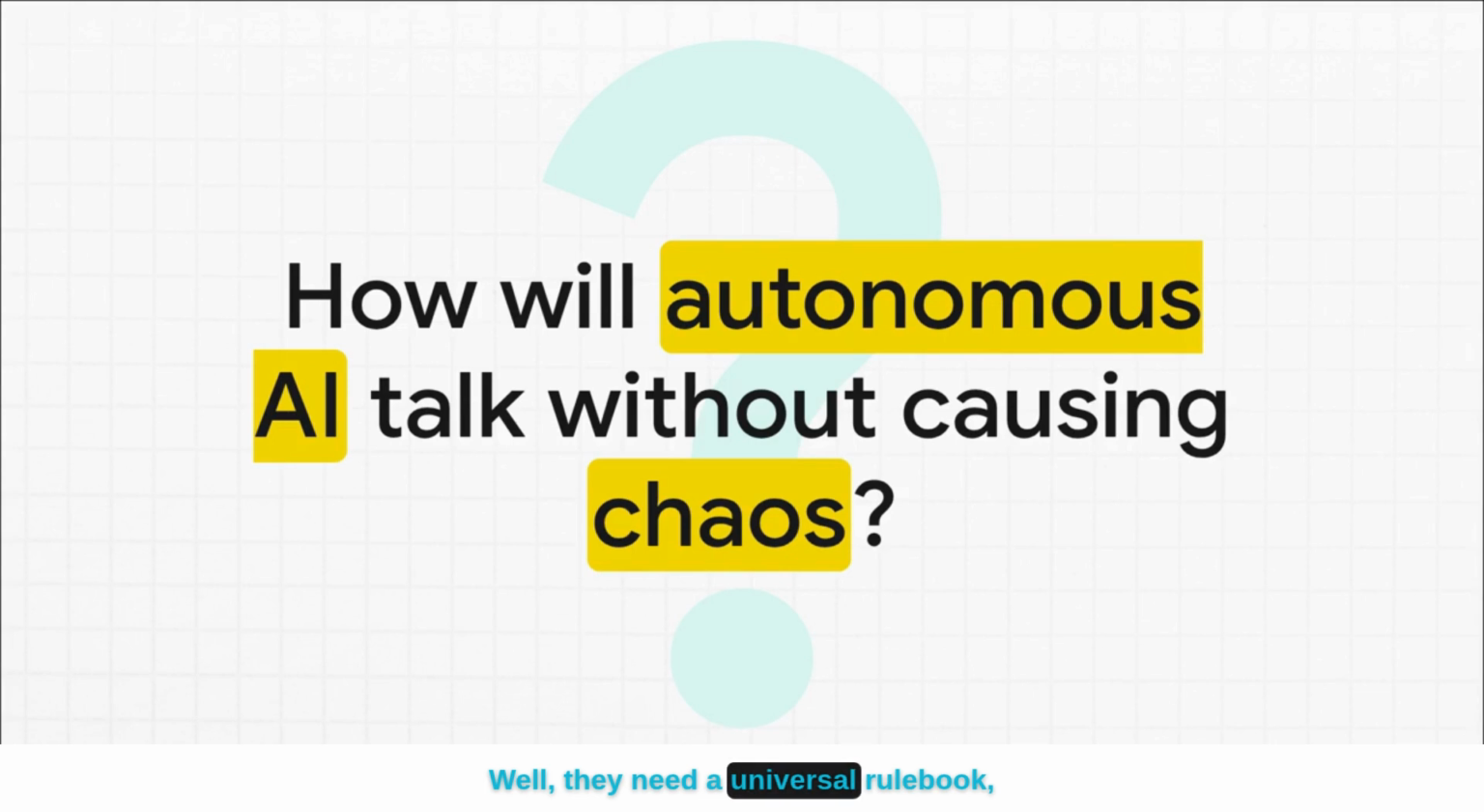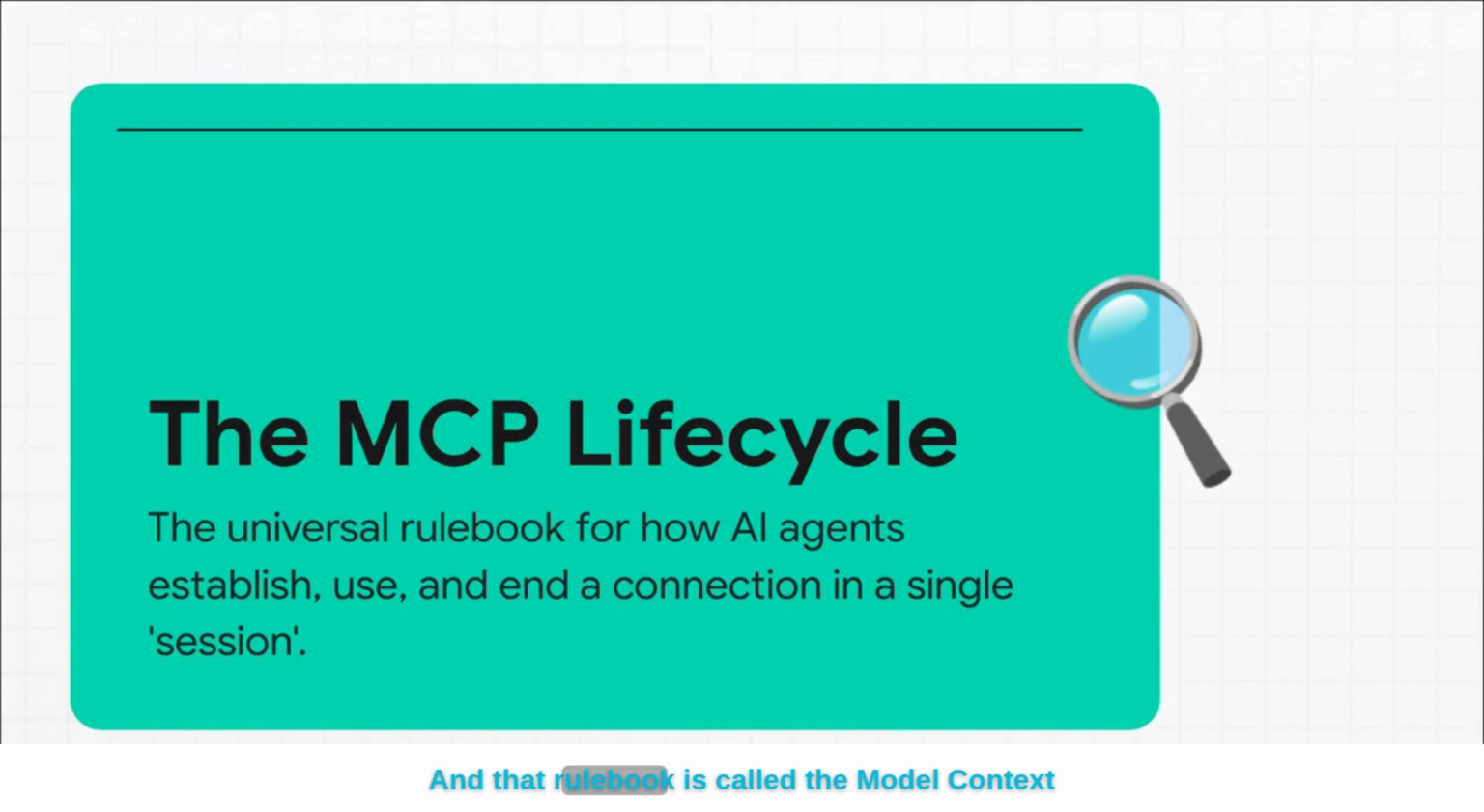Well, they need a universal rulebook, a shared language, and that's exactly what we're diving into today. And that rulebook is called the Model Context Protocol, or MCP lifecycle. Now, I want you to think of it less like some dry technical manual and more like the Geneva Convention for AI. Seriously, it's the official set of diplomatic protocols that make sure every single interaction between two AI agents is orderly, predictable, and super effective, all inside a single connection that we call a session.